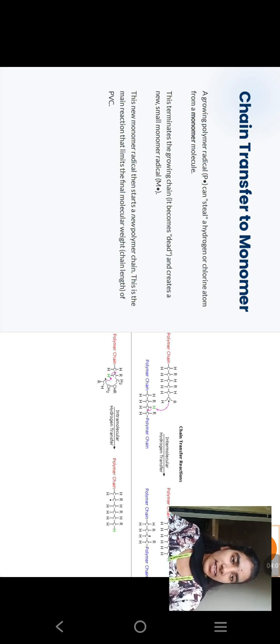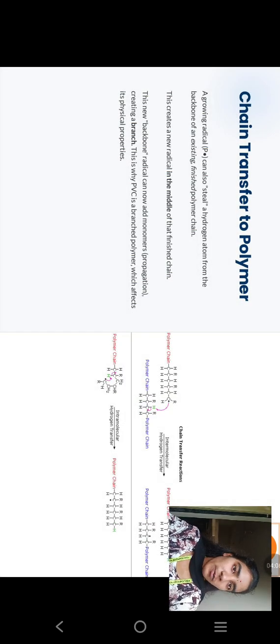Chain length of PVC. Chain transfer to polymer: a growing radical, P dot, can also steal a hydrogen atom from the backbone of an existing finished polymer chain. This creates a new radical in the middle of the finished chain. This new backbone radical can now add monomer by propagation, creating a branch. This is why PVC is a branched polymer, which affects its physical properties.